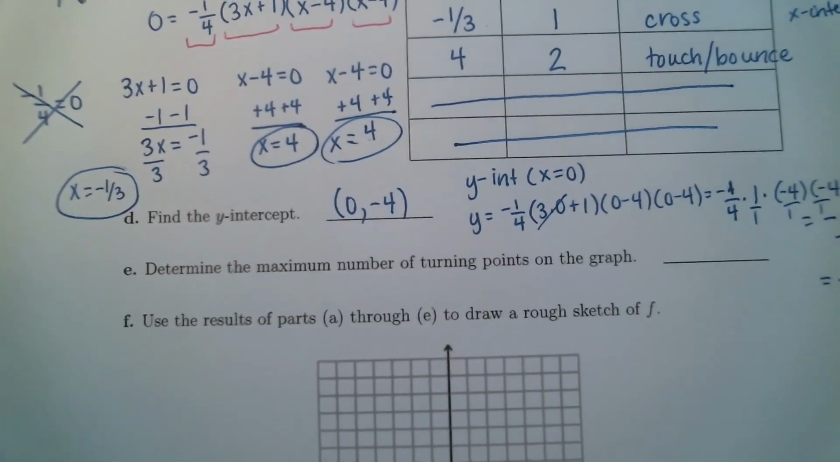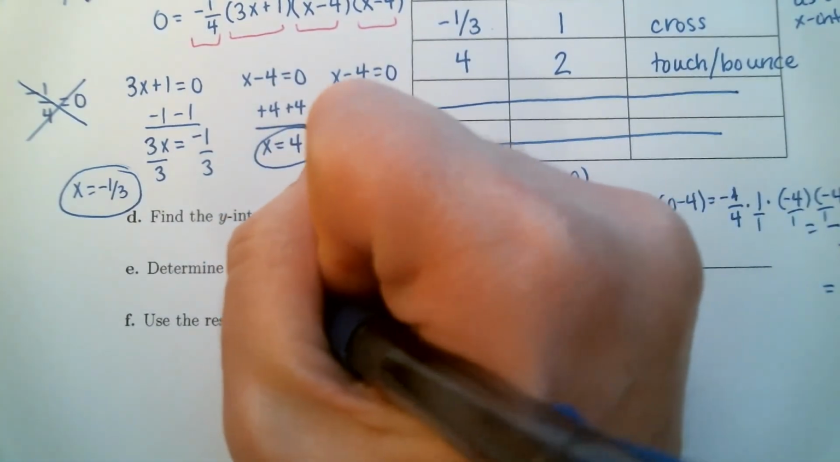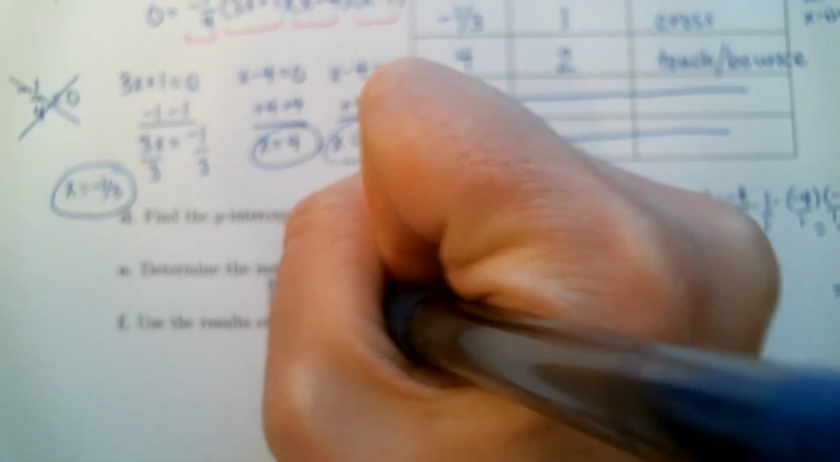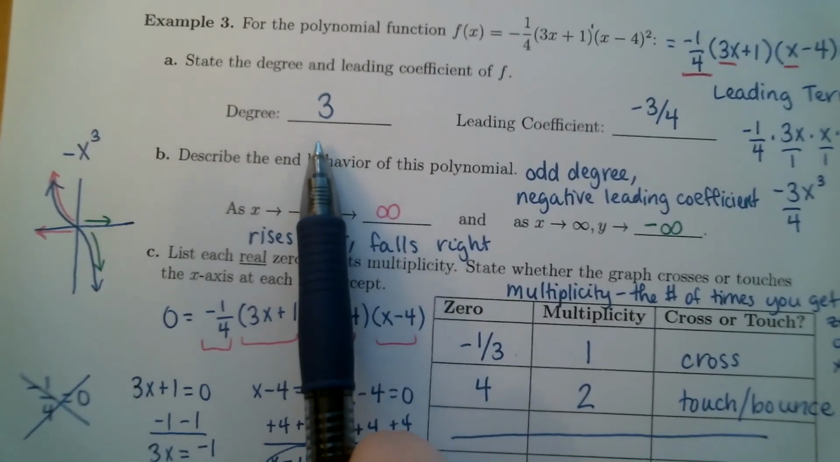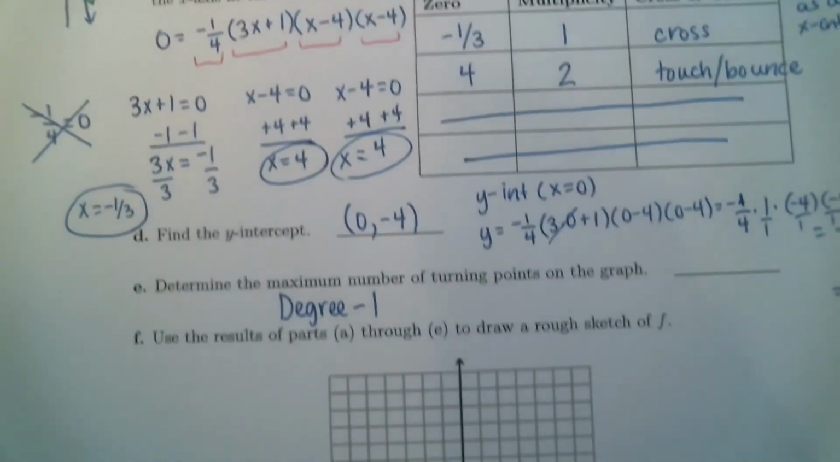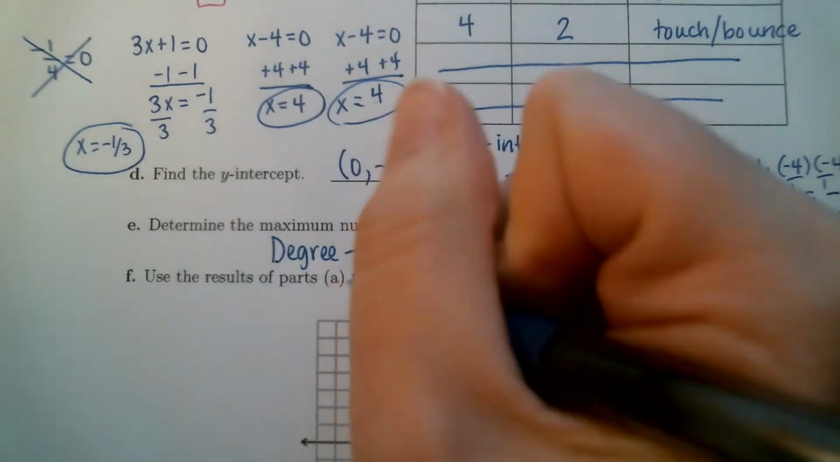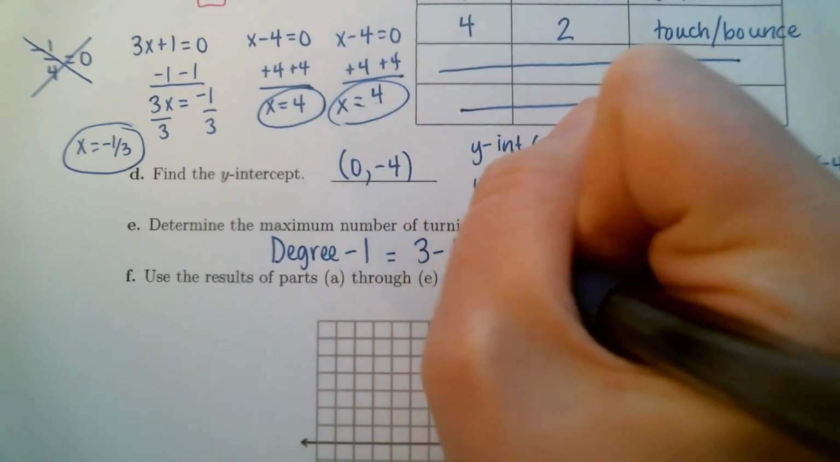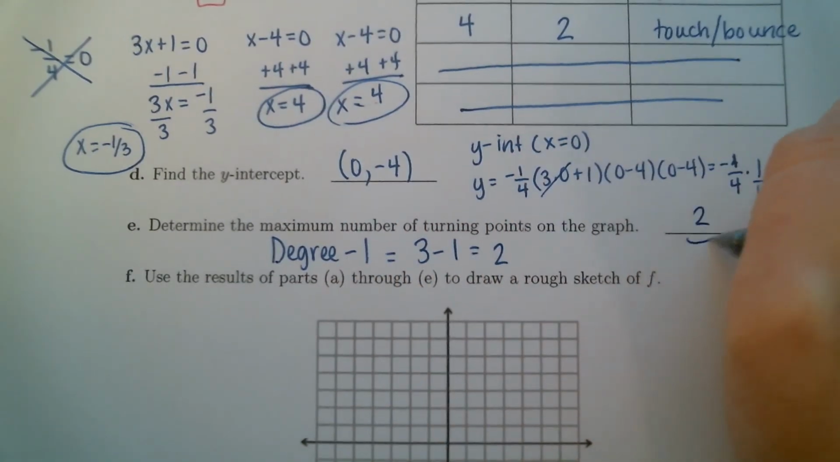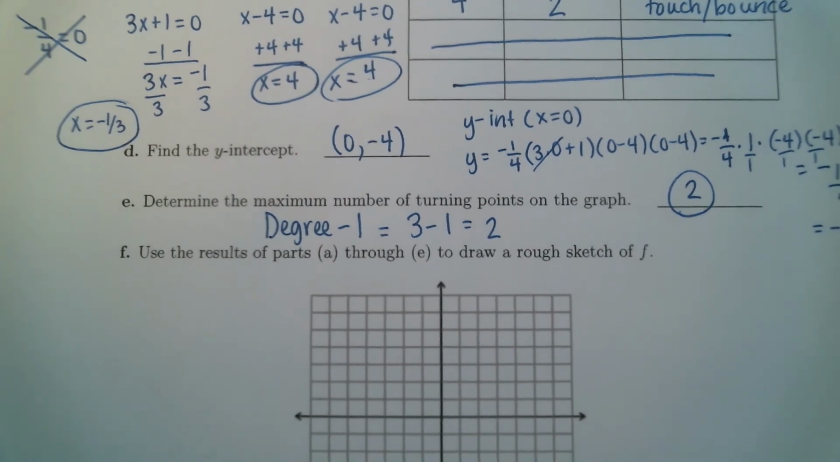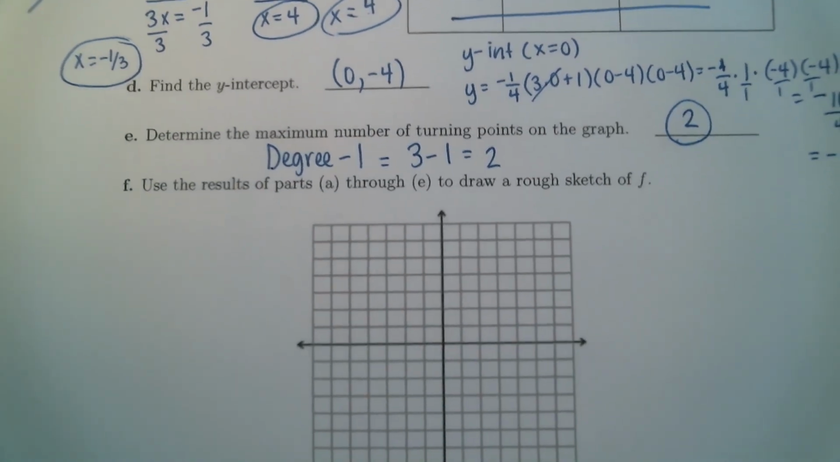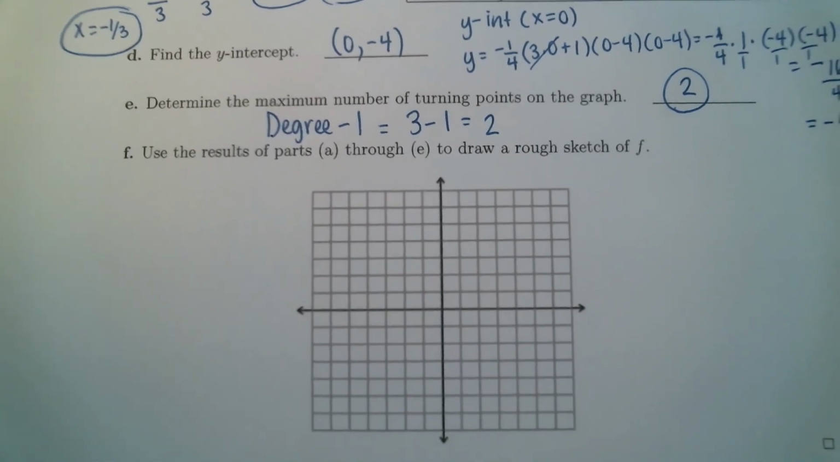So remember the rule. The rule has to do with the degree. The maximum number of turning points is the degree minus 1. We found in part A that the degree is 3, and so the maximum number of turning points this function can have is 3 minus 1. So this is going to be a maximum of 2 turning points. All right, so now we are ready to put our graph together, all the information from parts A through E, to draw a rough sketch of the parabola.